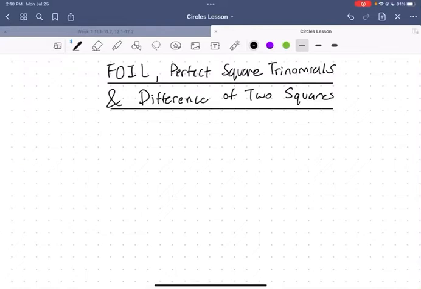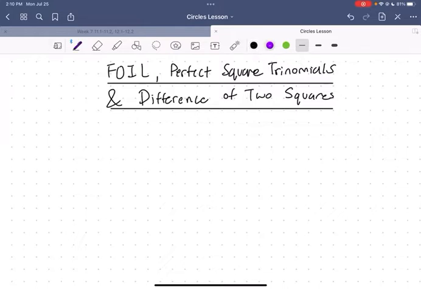Hi everyone! Today I will be teaching you guys about the FOIL method and perfect square trinomials and difference of two squares. Excuse my subpar handwriting. I actually didn't know it was called perfect square trinomials or difference of two squares. Well, we'll get to that.